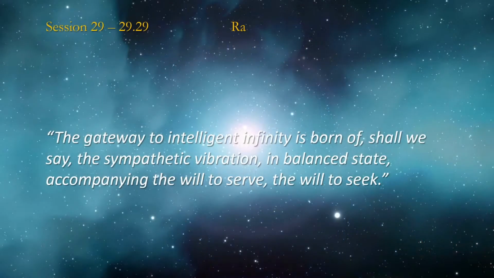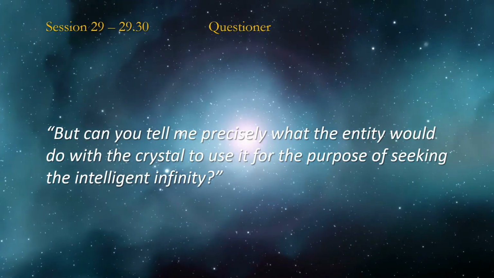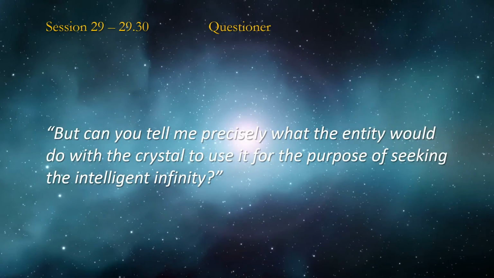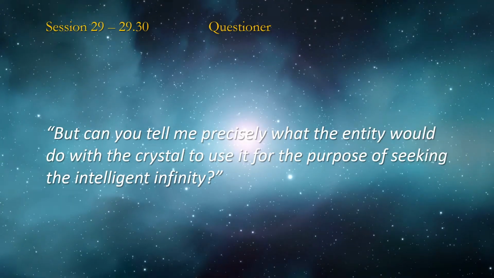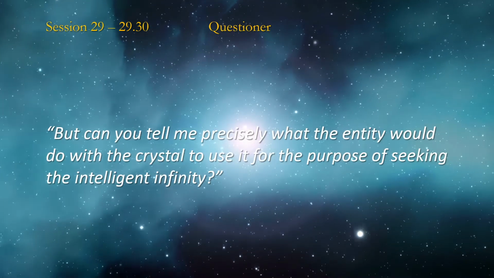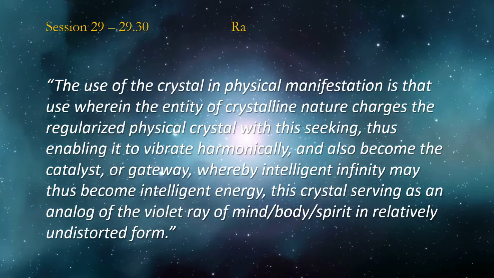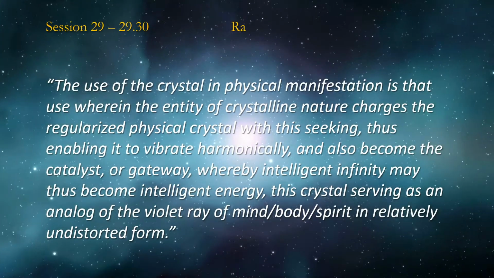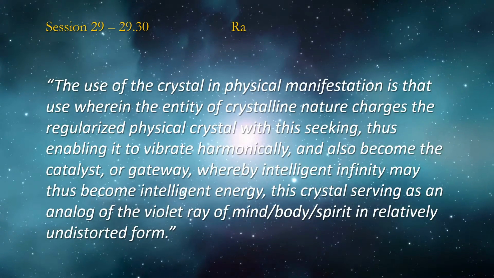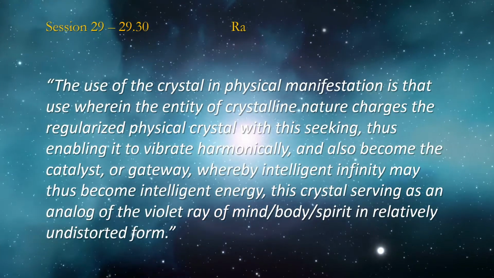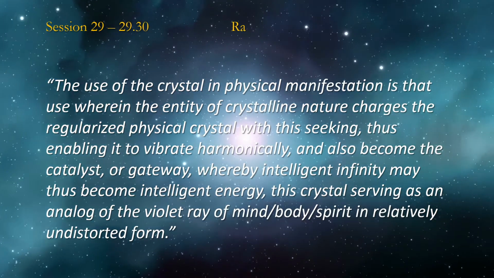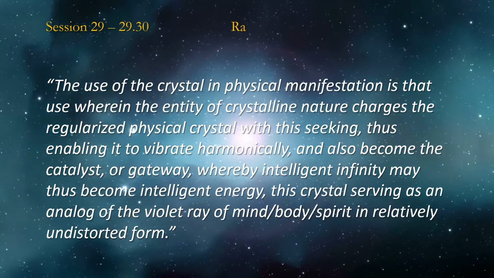And let's see, the next question. Yeah, Don is going to go into more detail. He says, but can you tell me precisely what the entity would do with the crystal to use it for the purpose of seeking the intelligent infinity? And Ra says, the use of the crystal in physical manifestation is that use wherein the entity of crystalline nature charges the regularized physical crystal with the seeking, thus enabling it to vibrate harmonically and also become the catalyst or gateway whereby intelligent infinity may thus become intelligent energy.